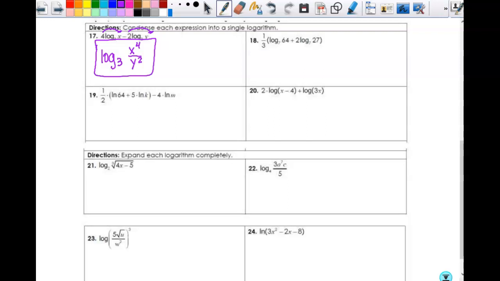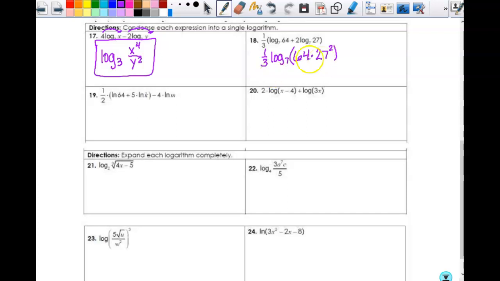Here, on number 18, I'm going to do what's inside the parentheses first. That 1/3 does not become an exponent up here. So 1/3 stays out here. Okay, so then I'm adding these two, which means it's going to be multiplication. So this is going to give me log base 7 of 64 times 27 squared. And actually my parentheses, get rid of that one. Really didn't mean for that to be there. This is 1/3 times, there we go. That's what I want. Now this can become an exponent up there.